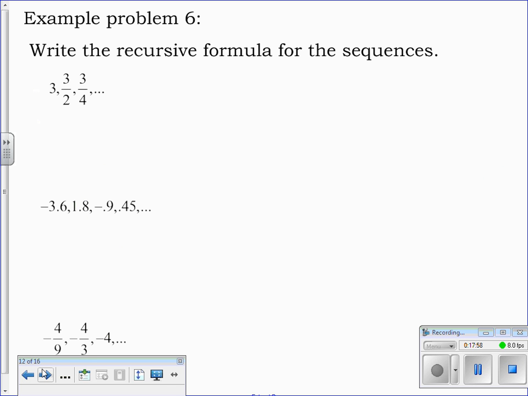Write formulas. A recursive formula consists of 2 parts. Part 1, a sub 1. You better get that. A sub n is something times a sub n minus 1. It's R. You got to figure out what R is. How do I get from 3 to 3/2? From 3/2 to 3/4? What am I multiplying by? 1/2. So I'm multiplying by 1/2 each time.